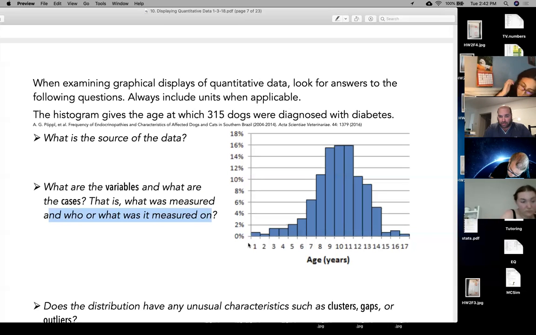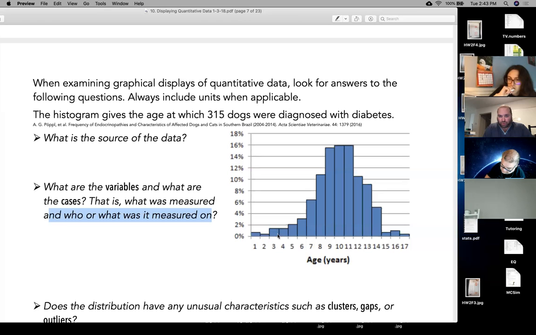About 31%? Well, let's take a look. So this bar is the nine-year-olds, right? So it looks like it would be a little under 16% of them? So maybe 15, because it's in between. Well, no, the way I read this is the first bar is any dog that was between 0 years old and 1 full year old, and the second bar is any dog from first birthday to second birthday. So these will be the 1 year olds, right?